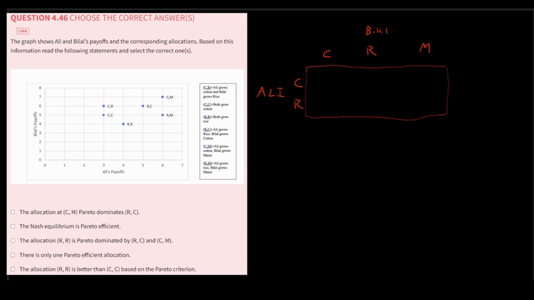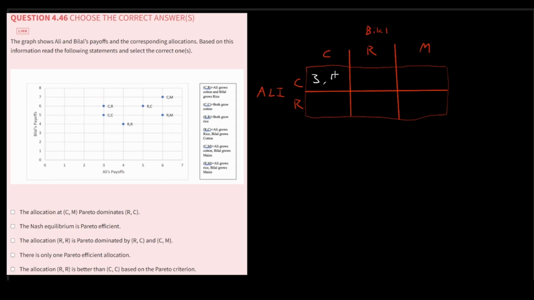From this graph, from all of these points, we can generate a game matrix. And maybe let's just use the line tool instead of trying to freehand that. There we go. What we can do is populate this. We have the option of CC. Just taking a look for CC there, that is going to be Ali with a payoff of 3, Bilal 5.